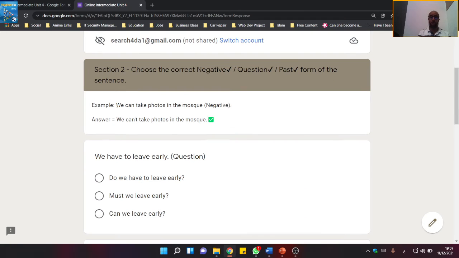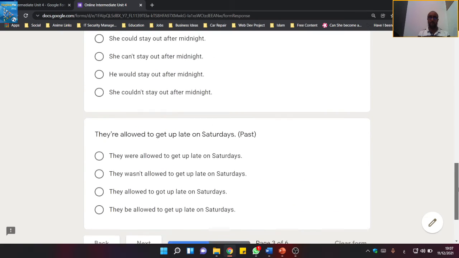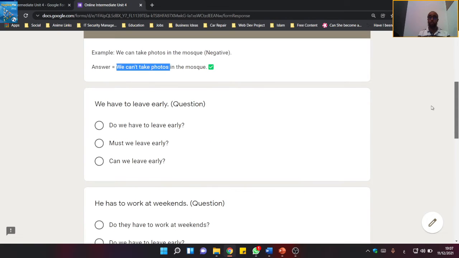Okay, so for example, here we have a sentence that says, we can take photos in the mosque. And the prompt is that we need to change this sentence into the negative. Okay, guys? So the negative will be, we can't take photos, right? Simple as that. So let's look at how many we have. We have about 4. So let's do 2 together.